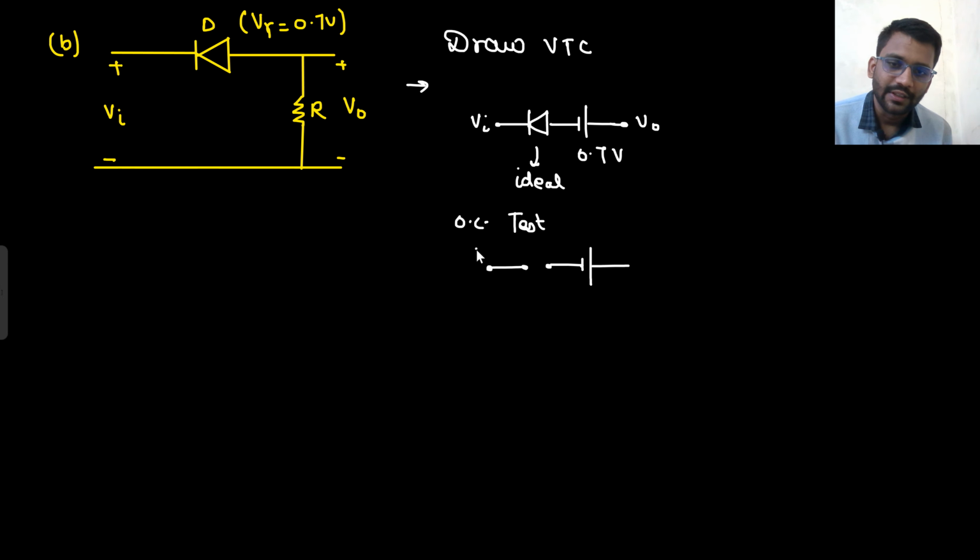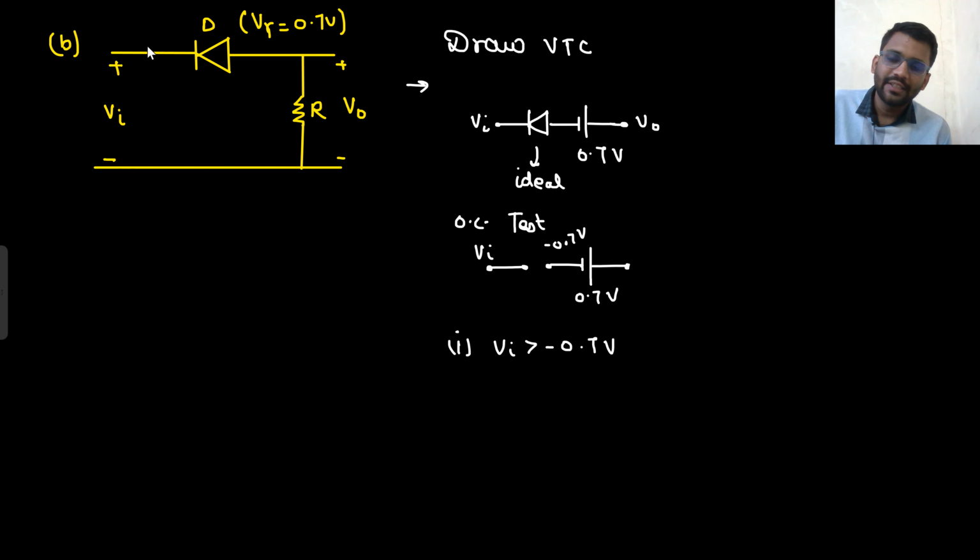So this point is V in, and if I am applying open circuit test, that means there will be zero current through this resistor, right? So this point will be 0 volt. So this point will be minus 0.7. Are you getting my point? This point will be 0.7 volt, and since there is no current flowing through this resistor, this point will be 0 volt. Well and good. So the first point we will take is when V in is greater than minus 0.7 volt.